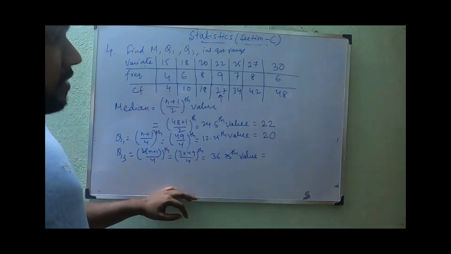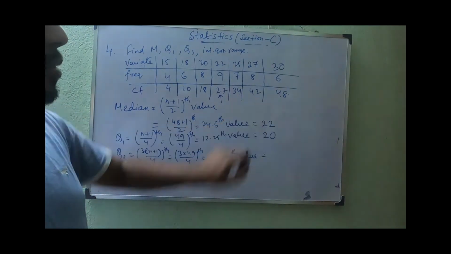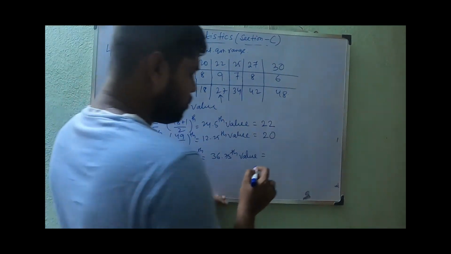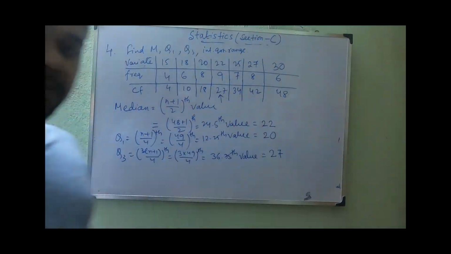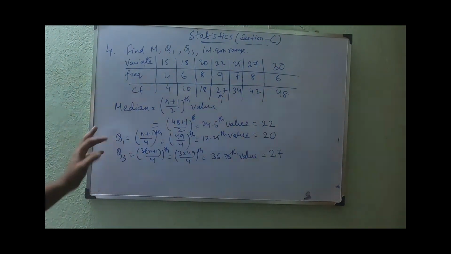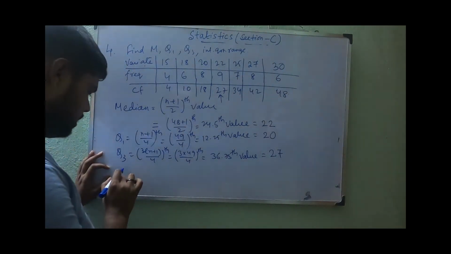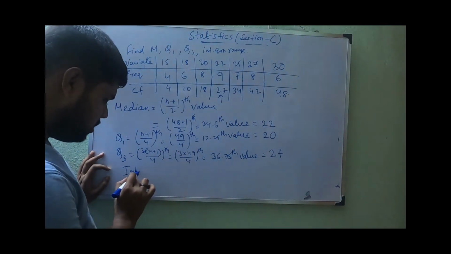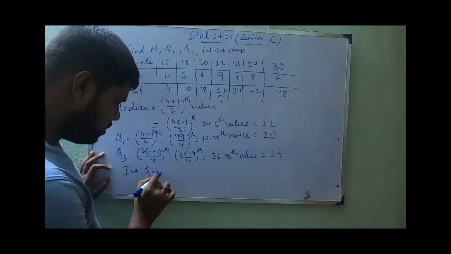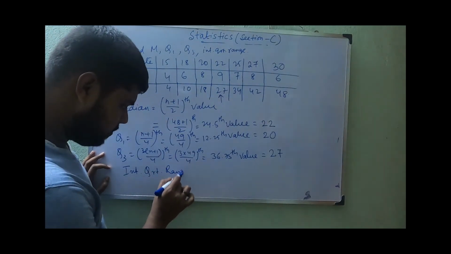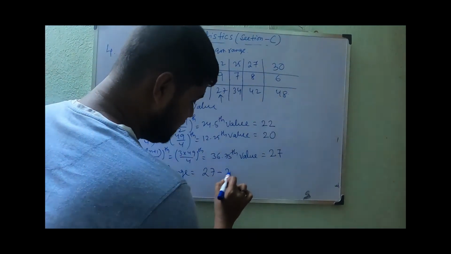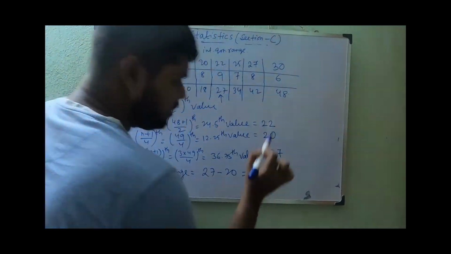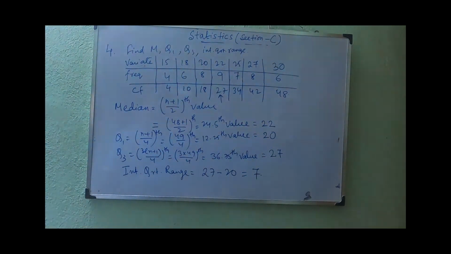Now 36.75 lies here in this one. So therefore it will be 27 only. Now once I have found Q1 and Q3, the interquartile range is 27 minus 27. Fine.